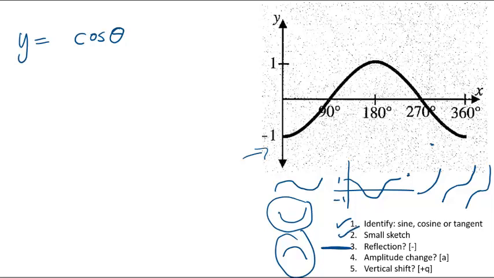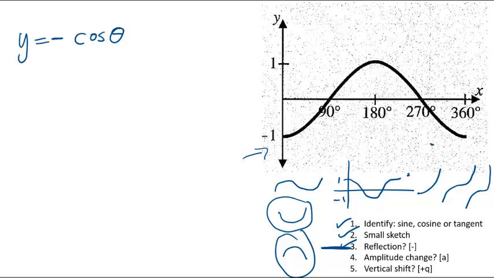So I've done my sketch. Do I have a reflection? Yes, I have a reflection. This means that I have a negative sign in front of my a value, or my coefficient, because it is reflected about the x-axis. Next question, what is the amplitude?